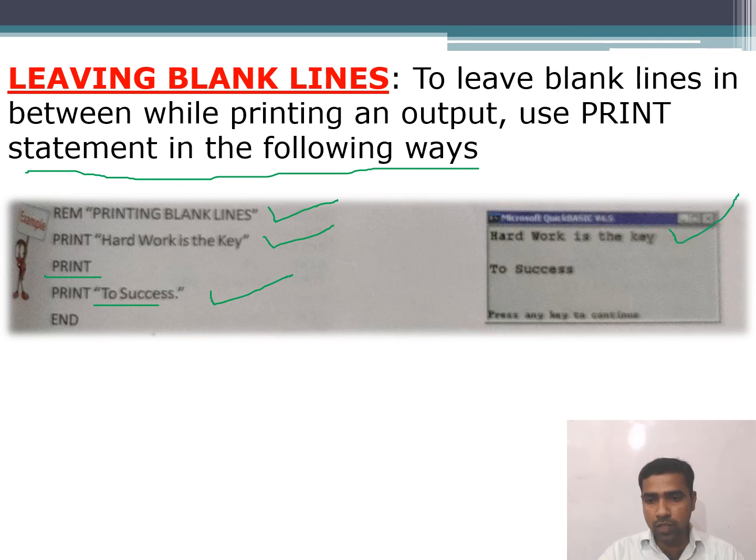It has printed on the first line. Then here there is a space. Why is there a blank space here? Because we have given a blank space in the print. So here also a blank space is there, and after that "to success" will come in the output. So in this way you can write the program using print, leaving a blank space, right?